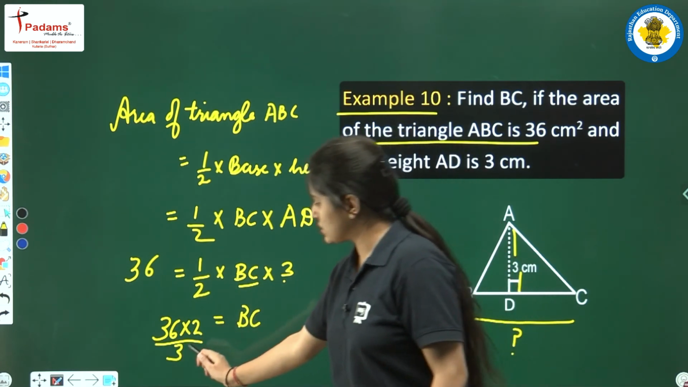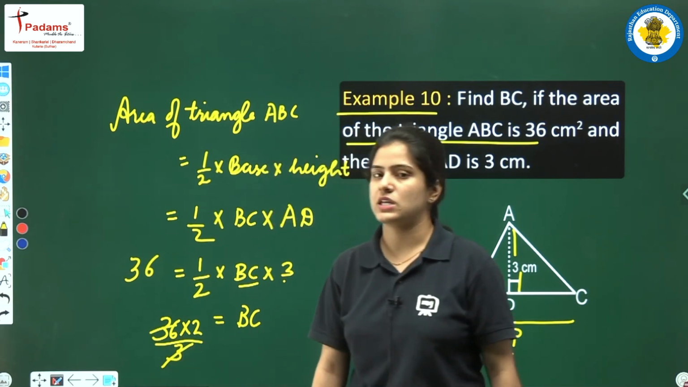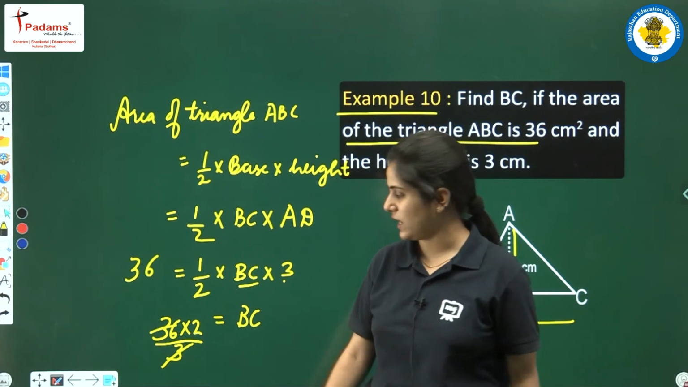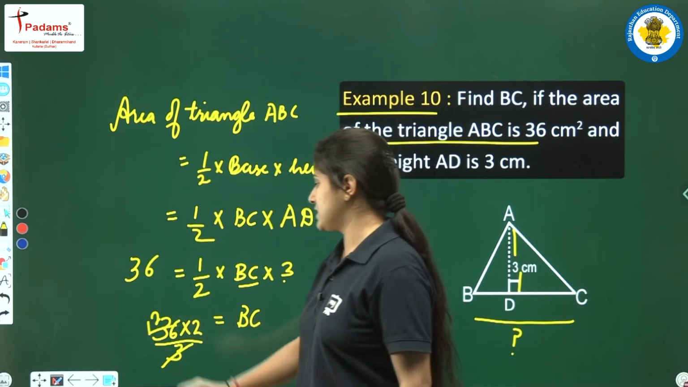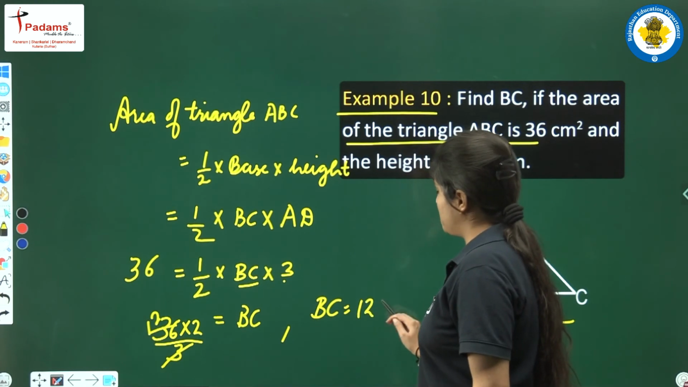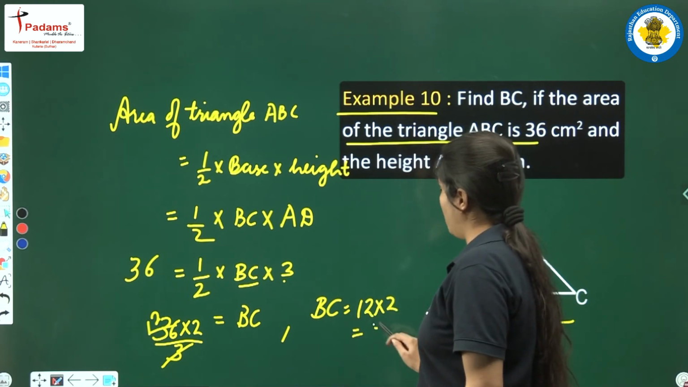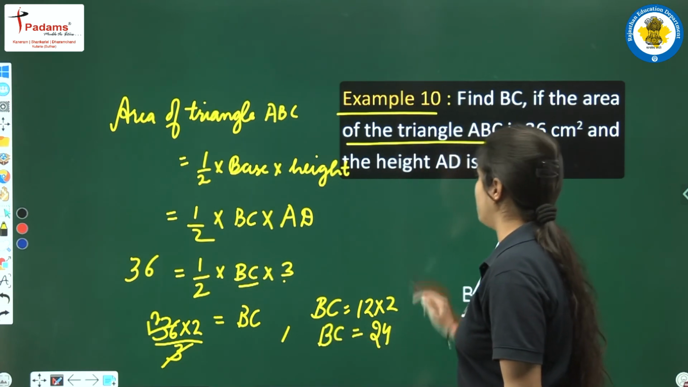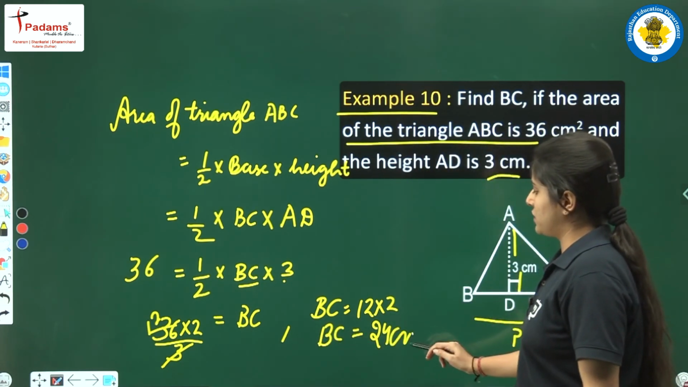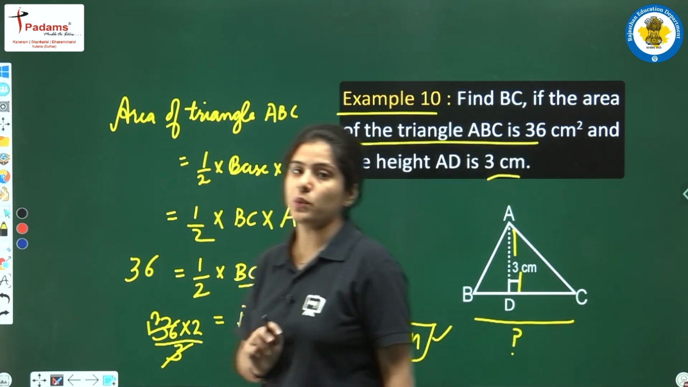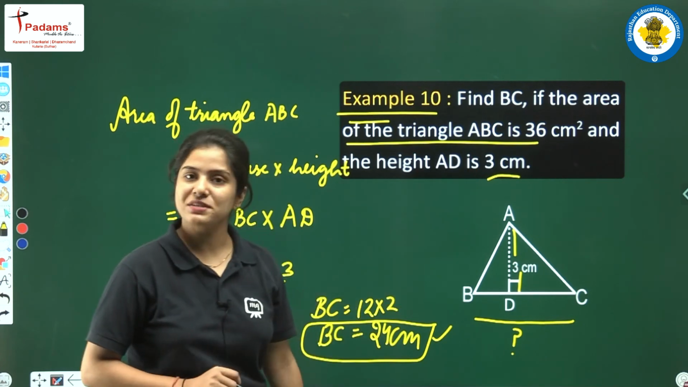Now students, this 3 and this 36 will cancel out each other on the table of 12, as 12 into 3 is equal to 36. So this will go off at the table of 12. So students, BC is equal to 12 into 2, which is equal to 24. So the BC, that is your base, is equal to 24 centimeter. Okay, and this is the required base. And with this, this is your example number 10.